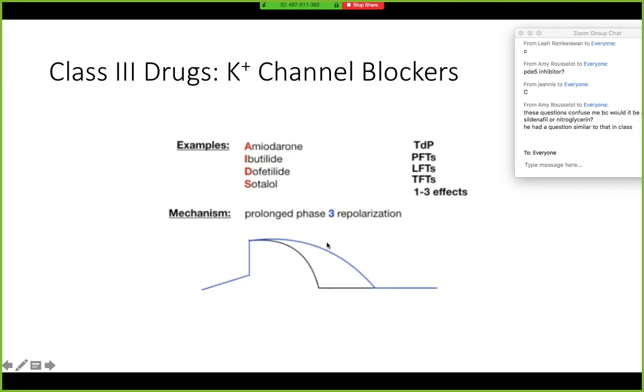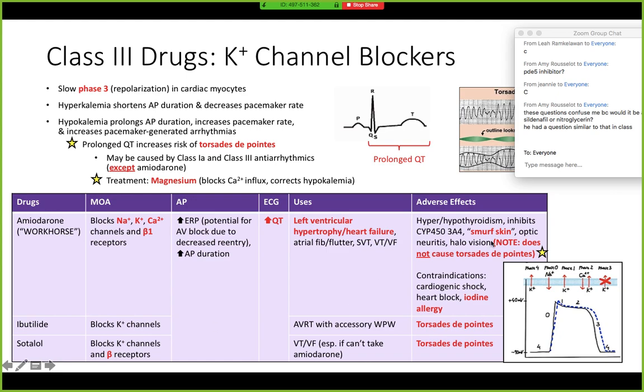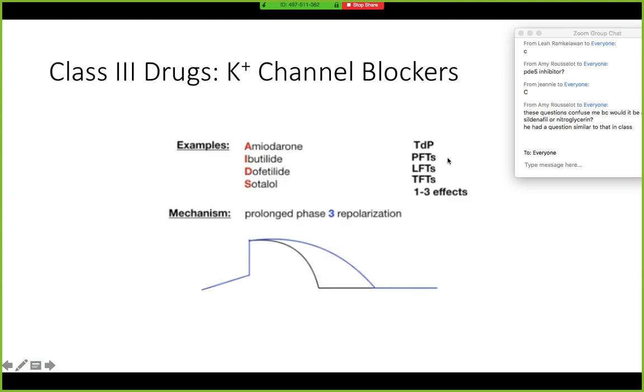Okay, so the trick for this one was the 3. Your class 3 drugs are working in phase 3, and TDP, referring to torsades, is 3 letters. With these drugs, I don't think you really talked about it, but you need to check pulmonary function tests due to some adverse effects, and then liver and thyroid function tests. So remember hyper and hypothyroidism, and the fact that it inhibits CYP450. This one might not be as helpful, sorry.